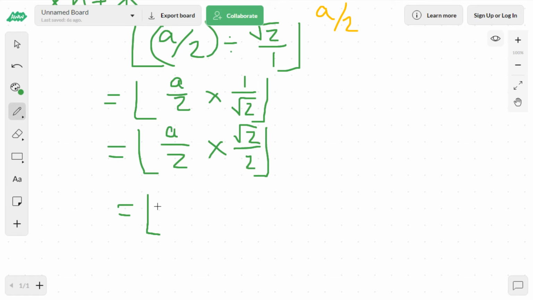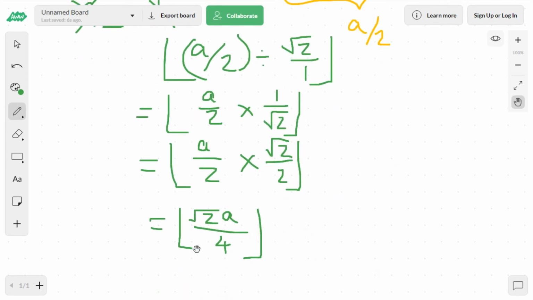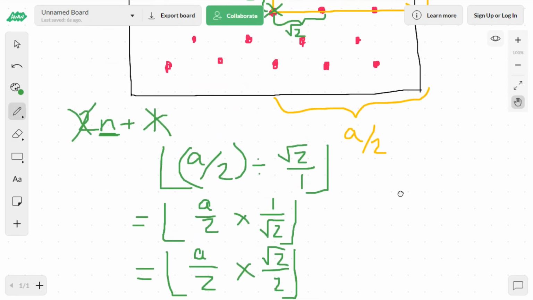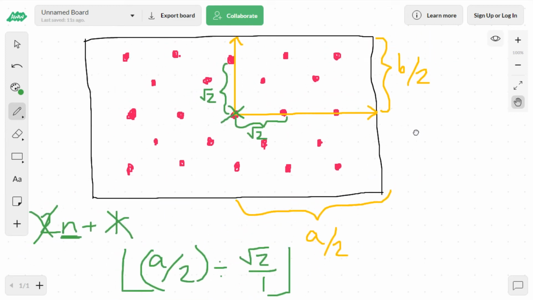A times root 2 is root 2a. 2 times 2, well, I think we probably know that that's 4. So we've got this, and that was the n thing that we're looking for over here. So it's equal to the floor of root 2a divided by 4. That is how many of these things we're going to have.